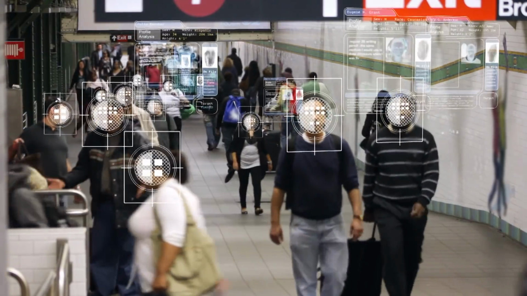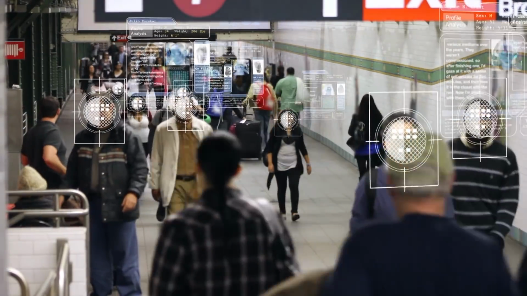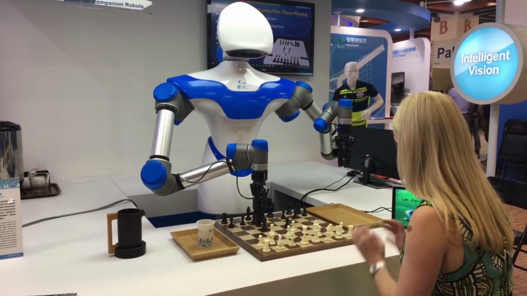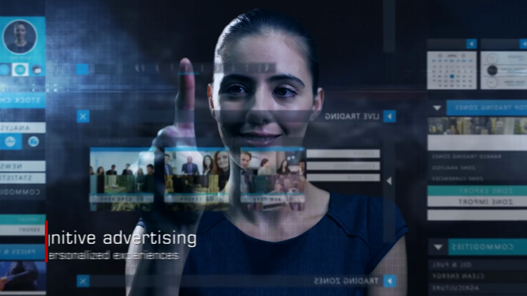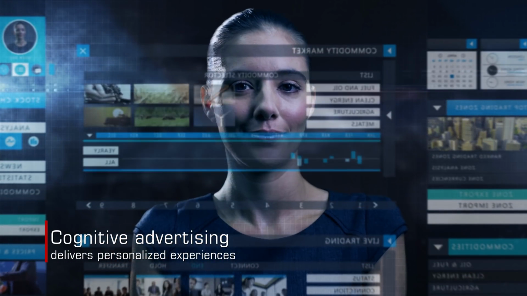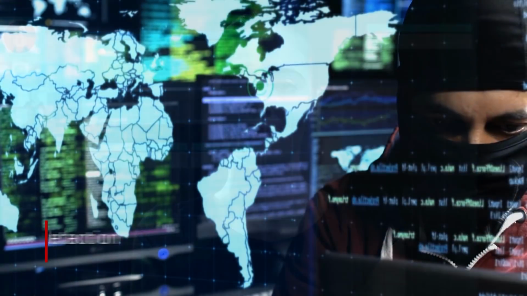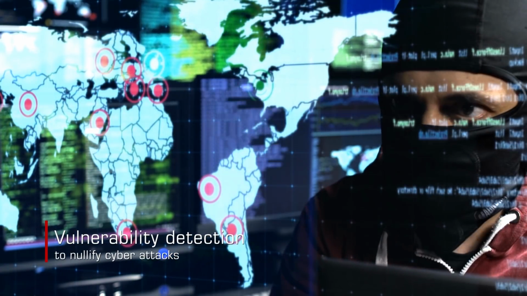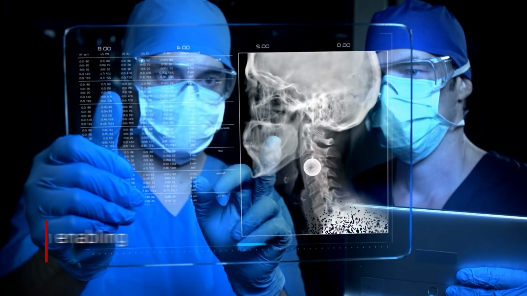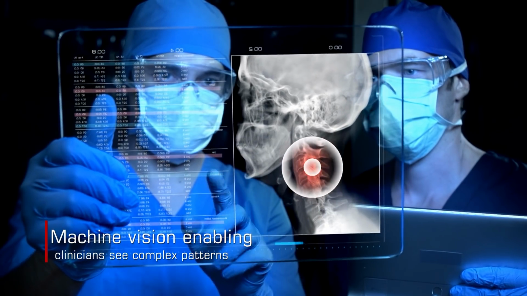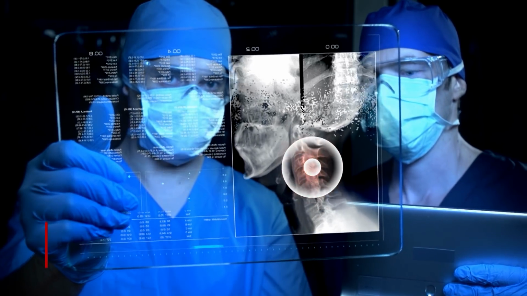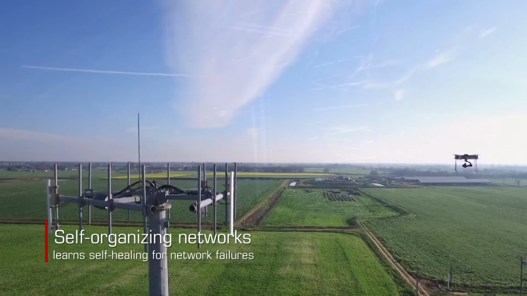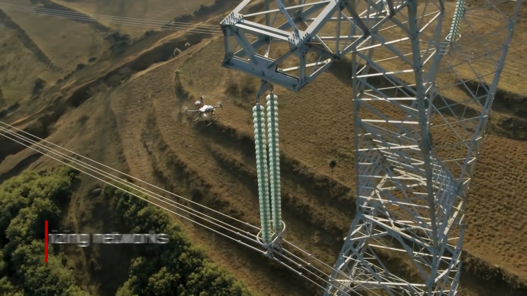Today, artificial intelligence, AI, has a direct impact on how we live, work, and play. Cognitive advertising delivers personalized experiences, vulnerability detection to nullify cyber attacks, machine vision enabling clinicians to see complex patterns in medical diagnosis, self-organizing networks learn self-healing for network failures.